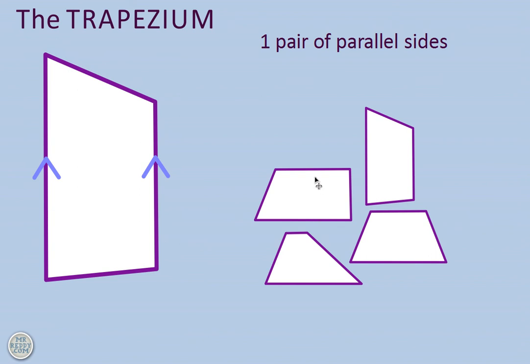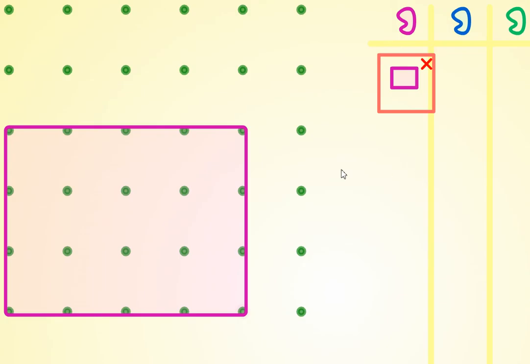What about here? Well, here there's only a pair. Here there's only a pair. Here there's only a pair. And here there's only a pair. Let's look at a whole range of different possible trapezia.